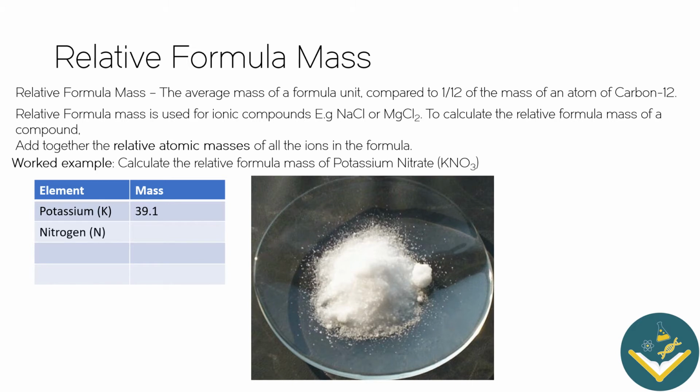Moving on from there, we can go on to nitrogen, and we can see that nitrogen has a mass of 14. And lastly, we can look at oxygen. Now, oxygen in this formula is O3, so we're going to have 3 of them. So oxygen itself has a mass of 16, with 3 of them that would make 48. And then lastly, we're going to add all these masses together, and that gives us a total mass of 101.1. So the relative formula mass for potassium nitrate is 101.1.